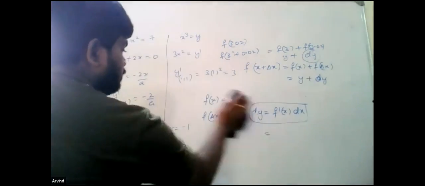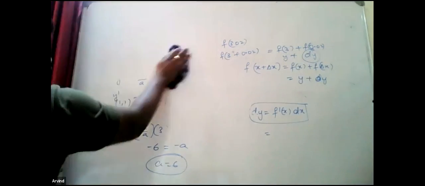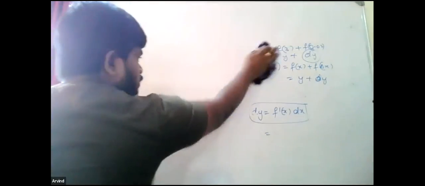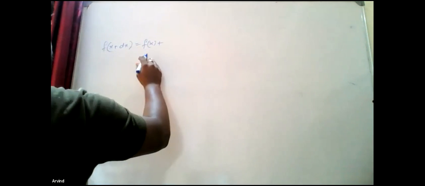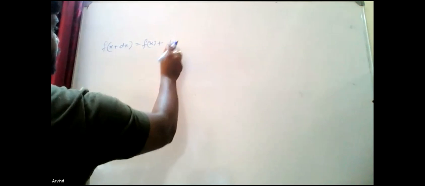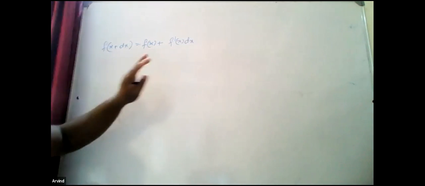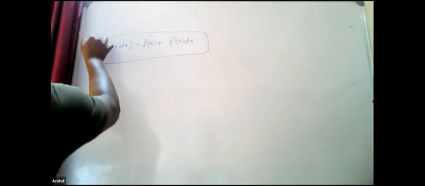Let's do that properly. Let me erase this. Remember this: f(x + dx) = f(x) + dy. This dy is given as f'(x) dx. Just remember this as your direct formula.